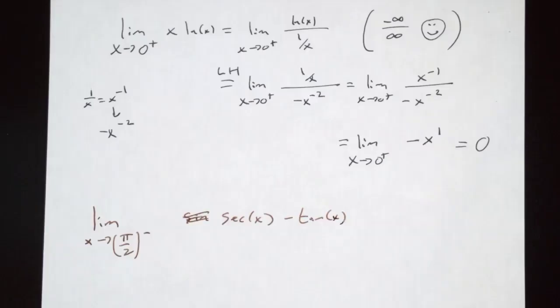Here's another one. The limit as x approaches pi over 2, again from the left, of secant of x minus tangent of x.